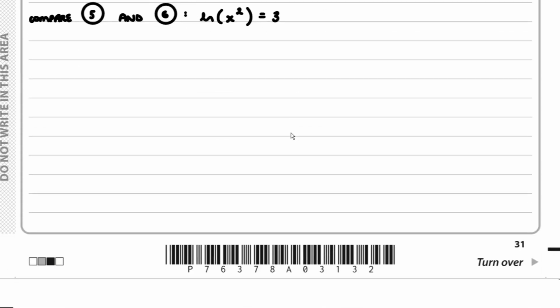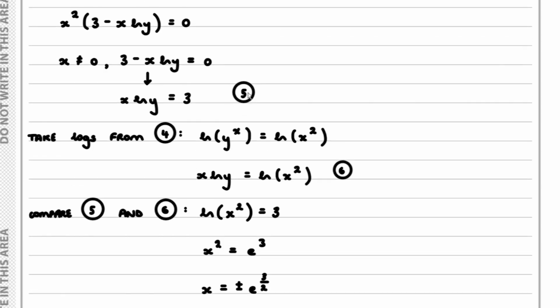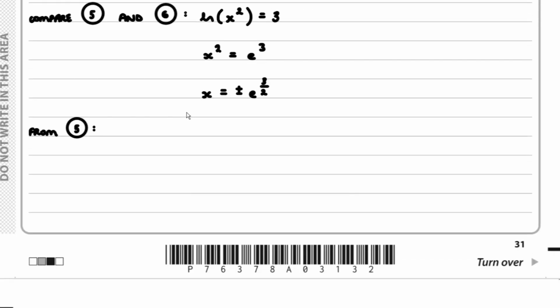So, I've got x squared which is equal to e to the 3, meaning x is equal to plus minus e to the 3 over 2. And if I take a look at the fifth equation, what we can say from here then is the natural log of y is equal to 3 over x. And that's simply rearranging. And I know what x is, that's plus minus e to the 3 over 2. So I've got the natural log of y, which is equal to 3 over plus minus e to the 3 over 2.